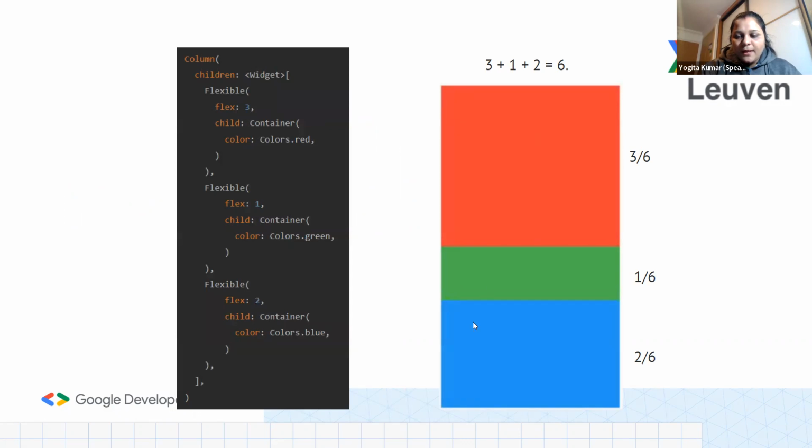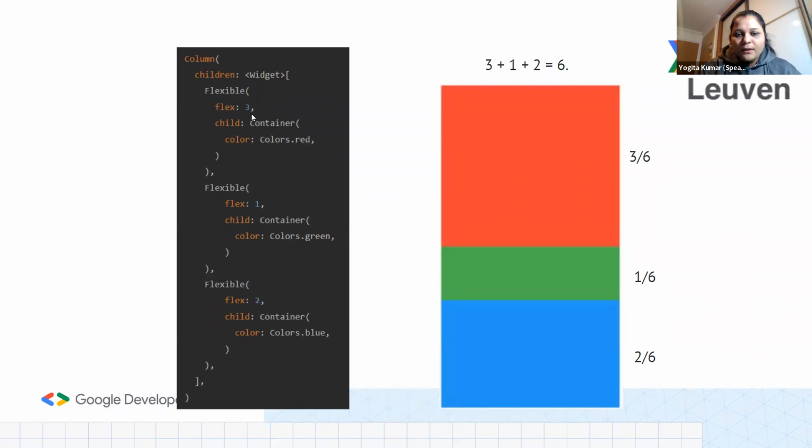I want to display this column, but I divided this column into parts. I want to give three parts of the column to the red container, one part to the green, and two parts to the blue container. How am I going to do that? In the column, wrap your container with the flexible widget and assign the parameter flex.